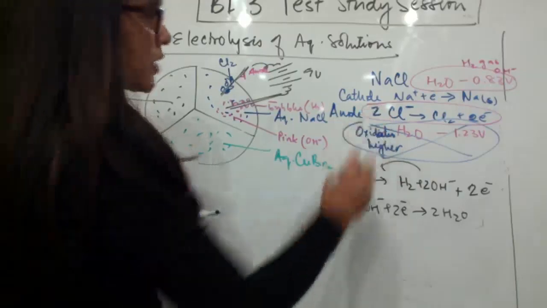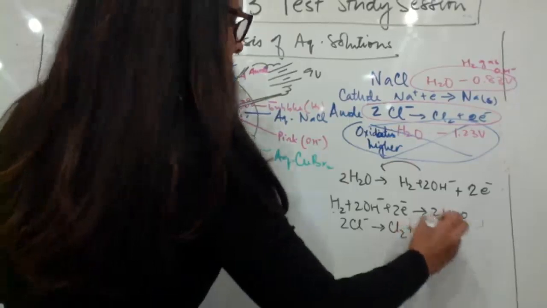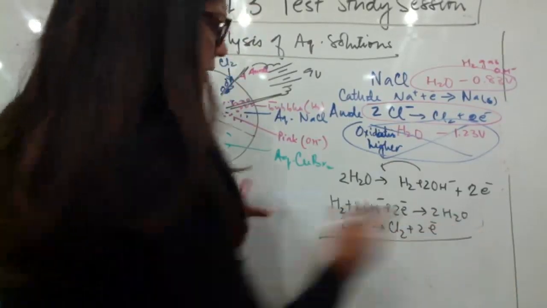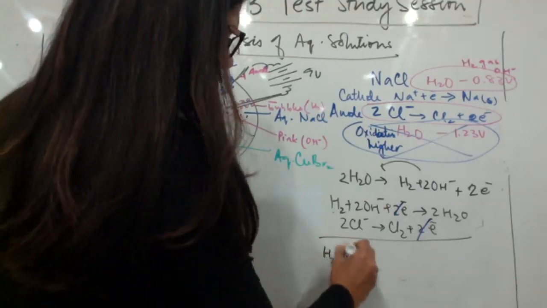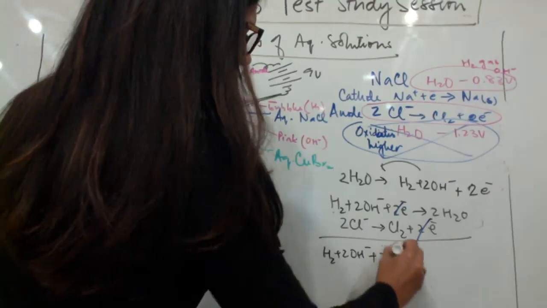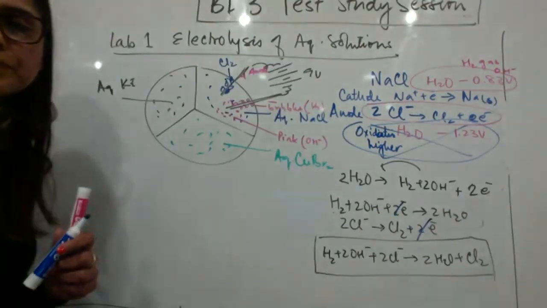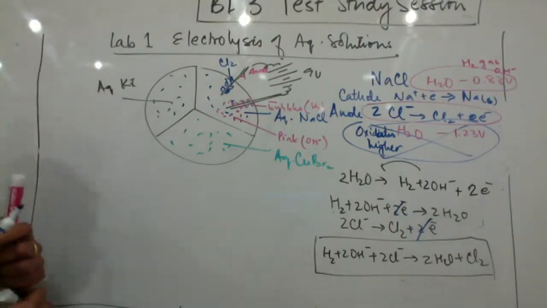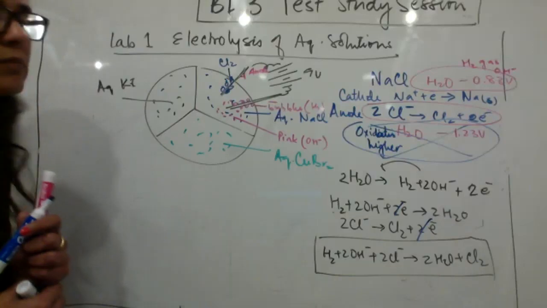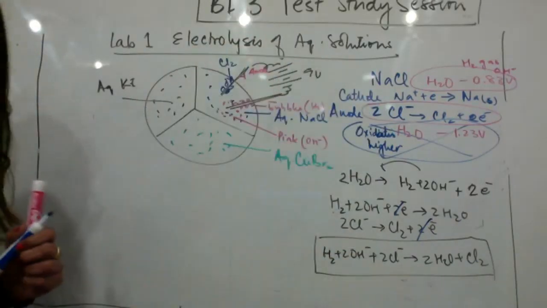And what will be the reaction on the anode? 2Cl minus gives you Cl2 plus 2 electrons. And when we do that, our electrons cancel out, and our overall reaction is H2 plus 2OH minus plus 2Cl minus gives us 2H2O plus Cl2 gas. All right, so that is the electrolysis of aqueous NaCl.